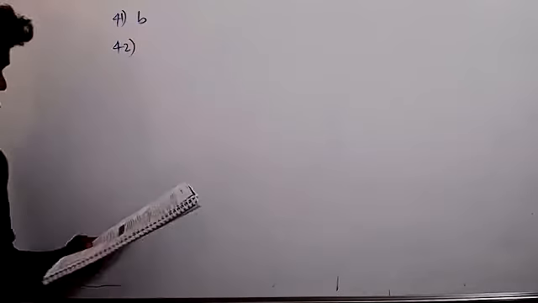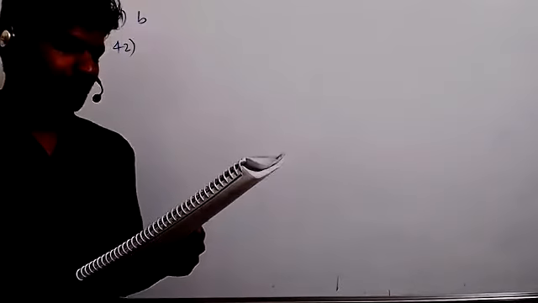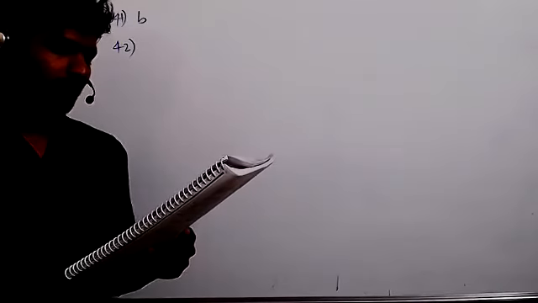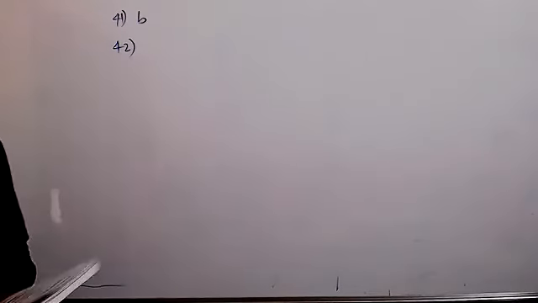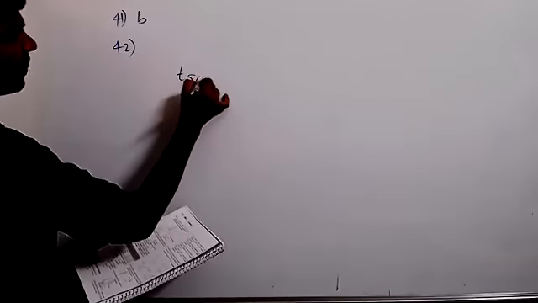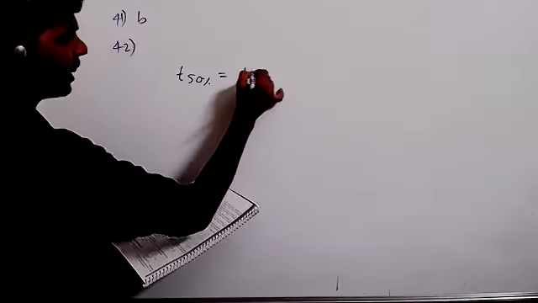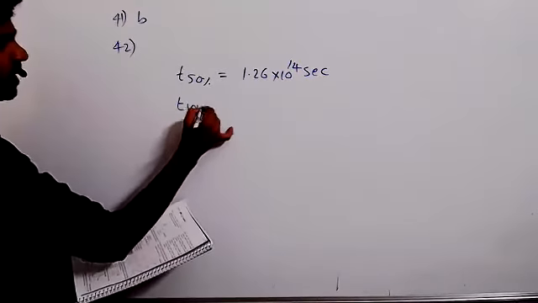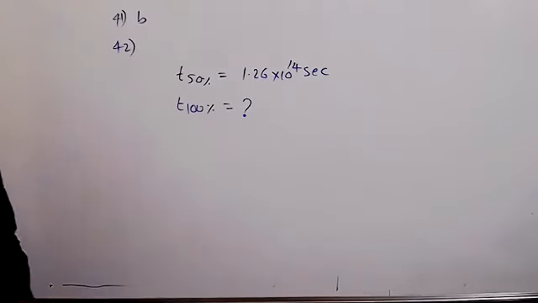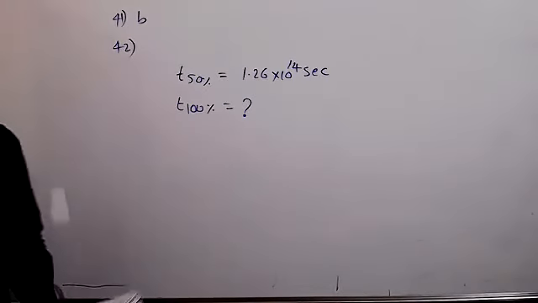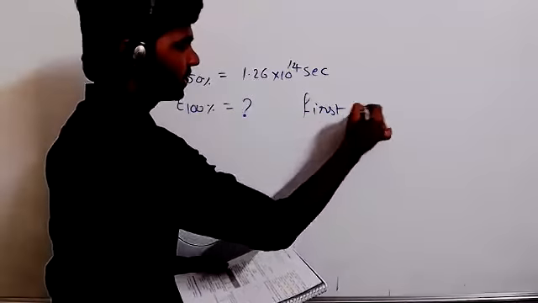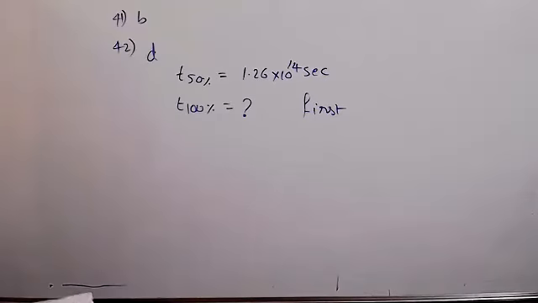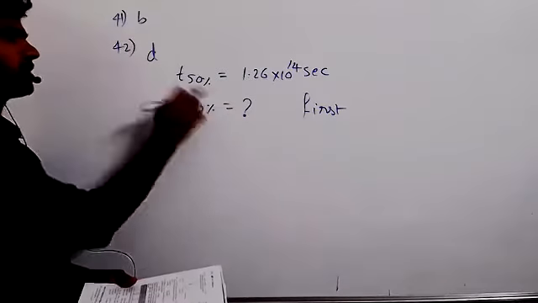Next, 42. A first order reaction is 50% completed in 1.26 into 10 power 14 seconds. How much time would it take for 100% completion? For a first order reaction, t half is given. To complete 50% of reaction, time is 1.26 into 10 power 14 seconds. So how much time does it take to complete 100%? It is a first order reaction, not zero order. Infinite. Option D is correct. If it is zero order, you can say double of this, but it is first order, so infinity.